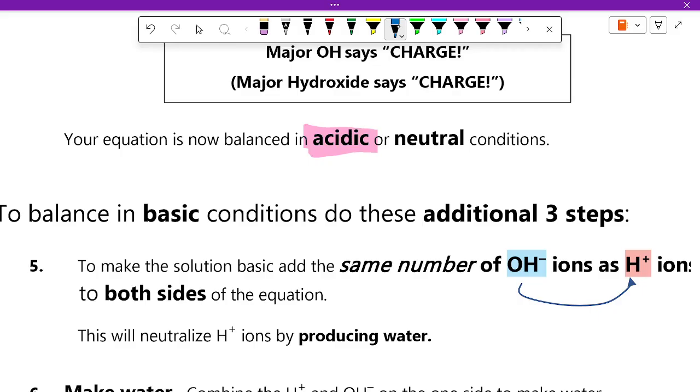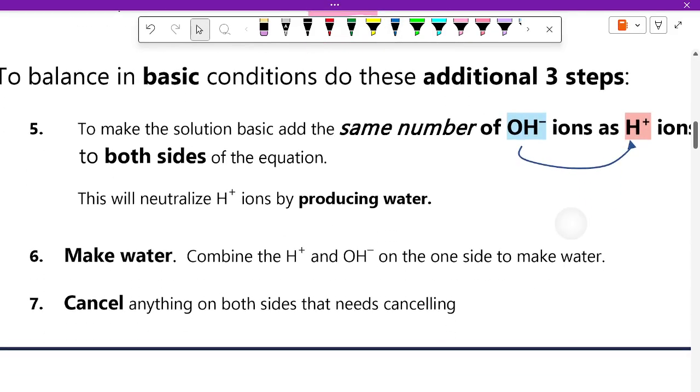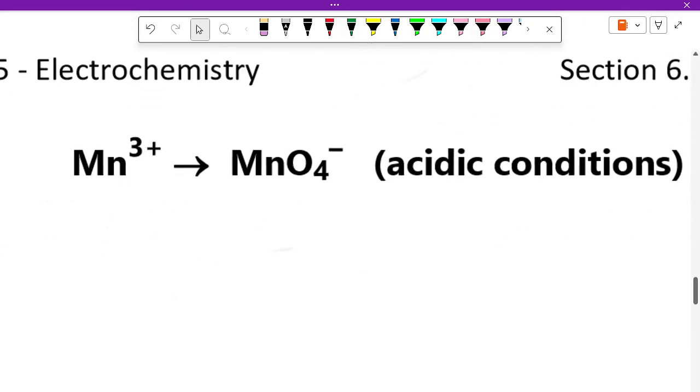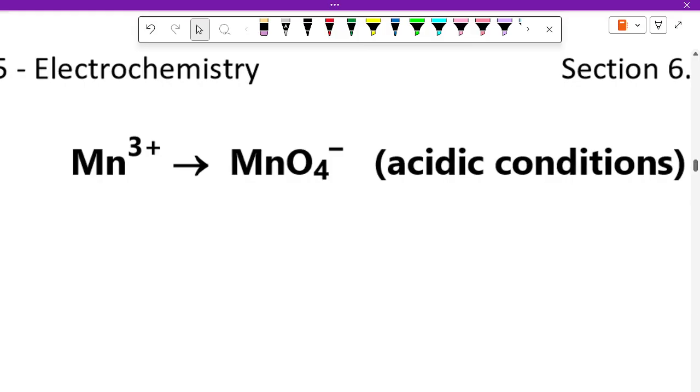And you do that to one side of the equation. You also have to do it to the other side of the equation, because otherwise you've unbalanced things. And then instead of having H and OH, you make water. Cancel anything that needs canceling. Steps 5, 6, and 7 will make a lot more sense in an example. But like I said, I will have these rules printed out for you on a separate sheet of paper so you can have it as a reference if you need it. But for now, we're going to do one that is just in acidic conditions.